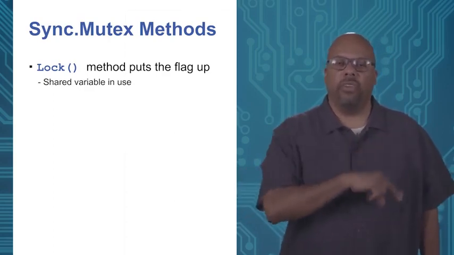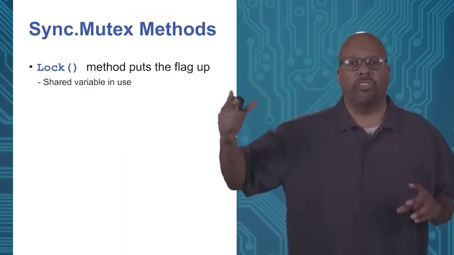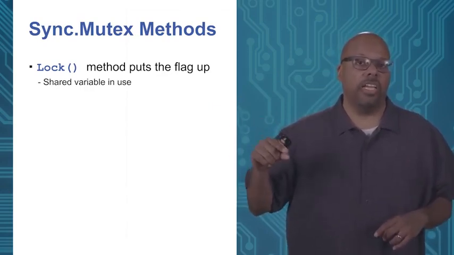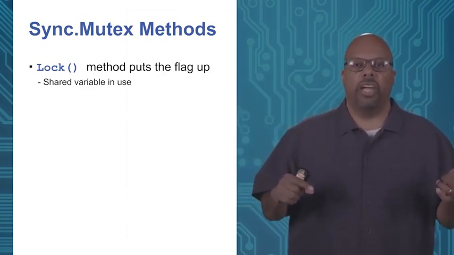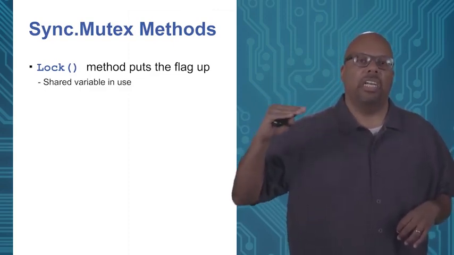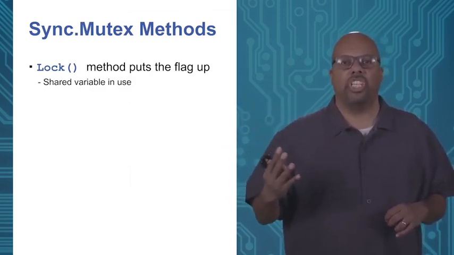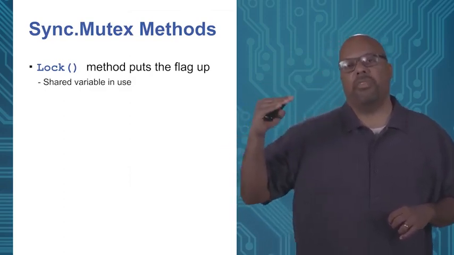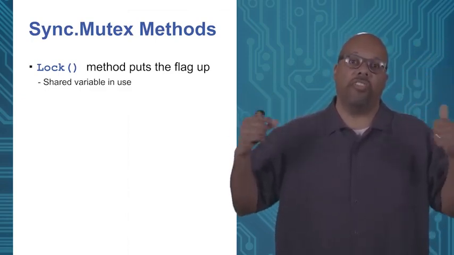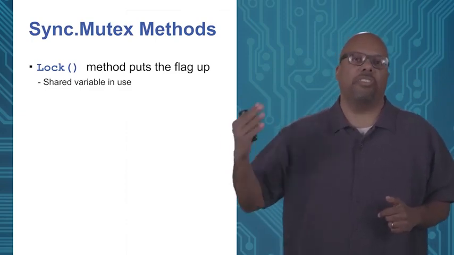Now, if while that's going on, another goroutine comes along and calls Lock. Remember, at this point the flag is already up, right? So when that happens, this Lock will block. It won't allow the second goroutine to continue and access the shared data. So it stops the second one. Whichever goroutine calls Lock first gets the lock, and the other one has to wait.